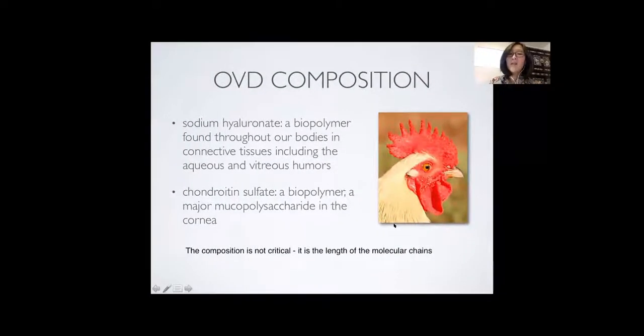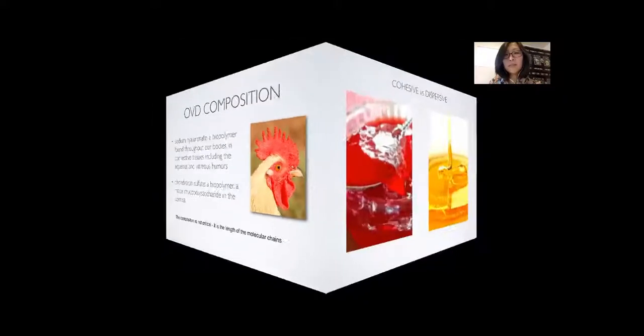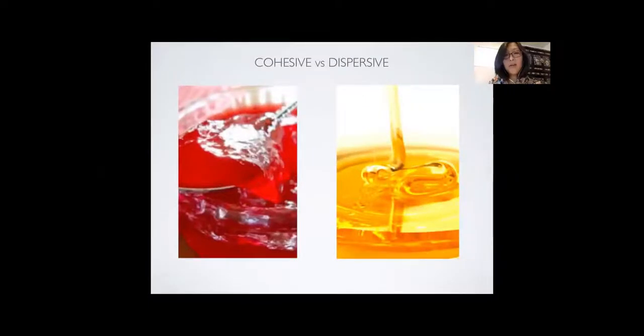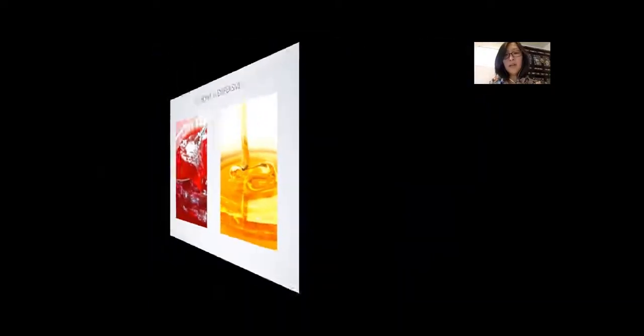Okay. What are these made of? They're generally made of sodium hyaluronate and chondroitin sulfate. But the important thing to know is that if you look at the composition, you can't determine how the OVD is going to act, because sodium hyaluronate is the most common. It's going to be the length of the molecular chain. So don't be fooled. You have to know which category they fall in based on the length of the molecular chains. So the 2 main categories include cohesives and dispersives.